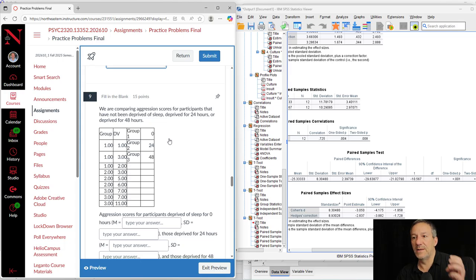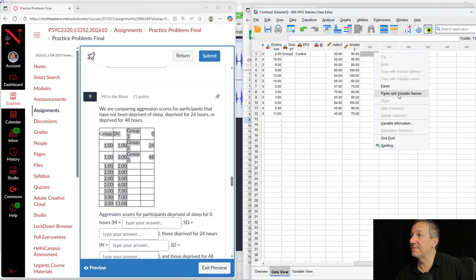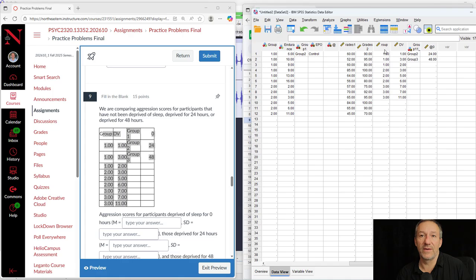Okay, comparing regression scores for people deprived of sleep for 0, 24, and 48 hours. Three group means, that means we're doing an ANOVA. I've noticed sometimes when I copy and paste these over, it's something to do with the table. SPSS doesn't like it, but if you just leave one letter off there, it does it just fine. So copy, and then I paste with variable names. It worked fine. You just don't have the first letter of it. In SPSS, you don't need these, but you would in the Excel sheet.